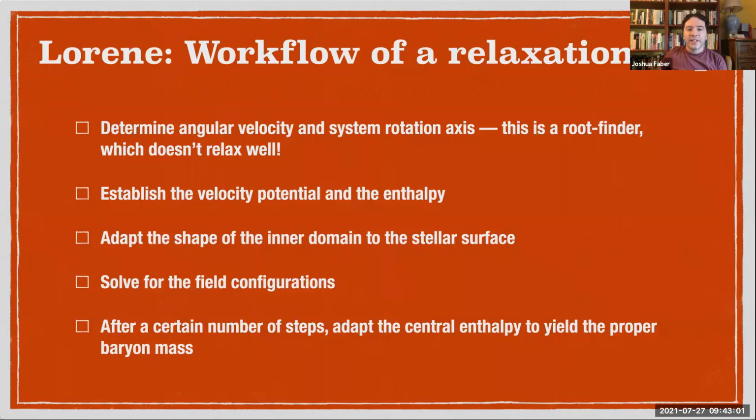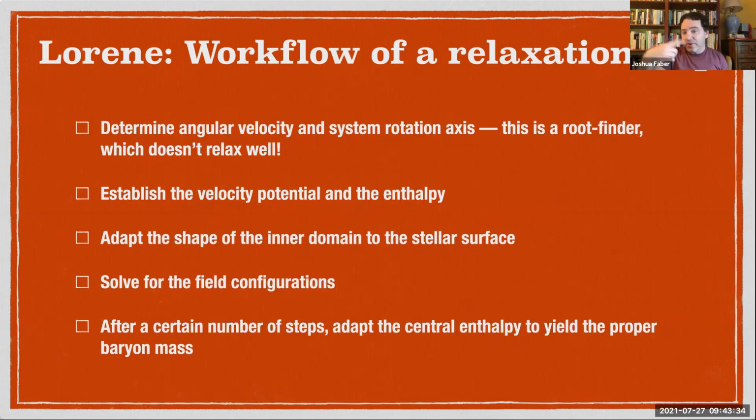Once you've got the angular velocity and the rotation axis, you can then establish what the velocity potential should look like, calculate your enthalpy. And once you know the enthalpy, you know where the matter is. You can adapt the shape of the inner domain of your coordinates to the stellar surface itself. The innermost surfaces can deform in order to be more spheroidal than spherical. Once you have your coordinates and you have your matter, you can solve the field configurations. You can determine the space-time metric.